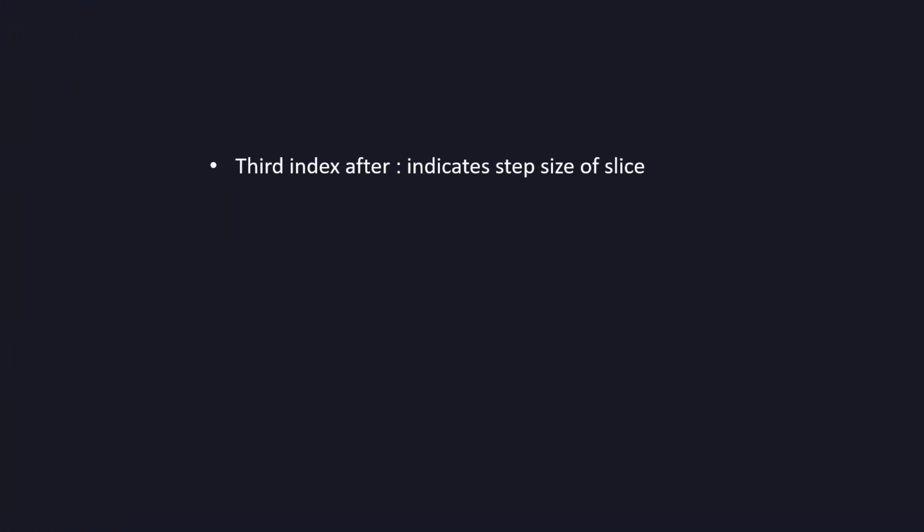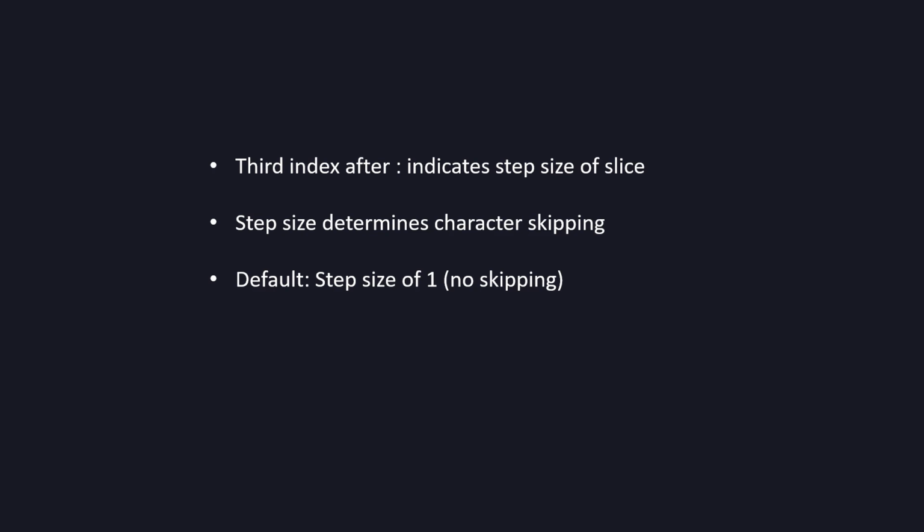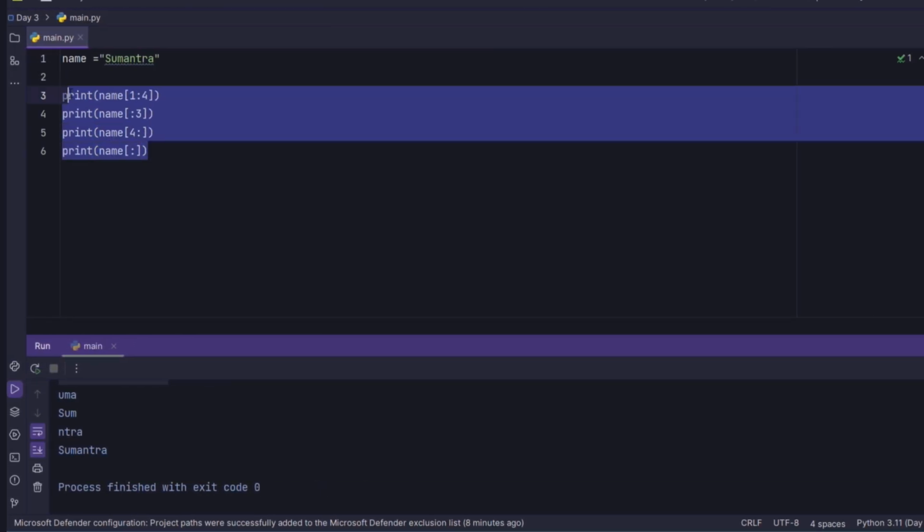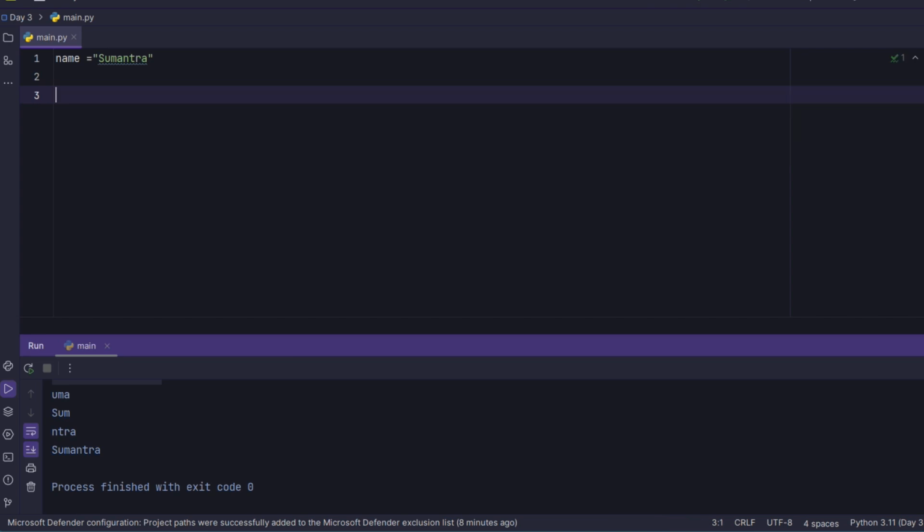You can also provide a third index after another colon, which indicates the step size of the slice. The step size determines how many characters to skip between each character in the slice. The default step size is 1, which means no skipping. You can use a positive step size to go forward or a negative step size to go backward. Let's see some more examples.